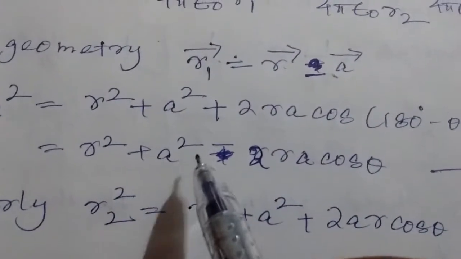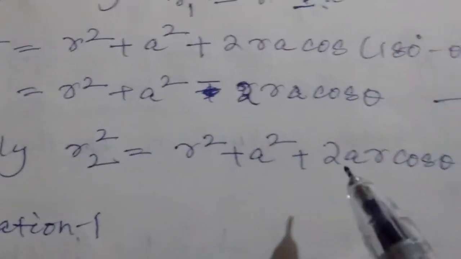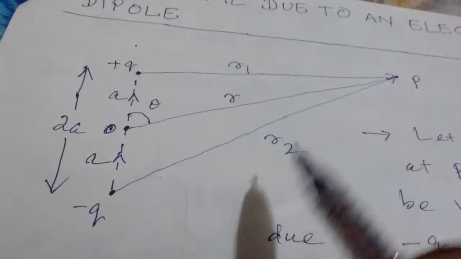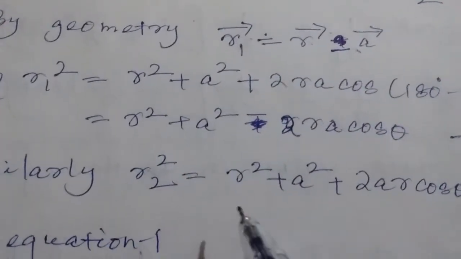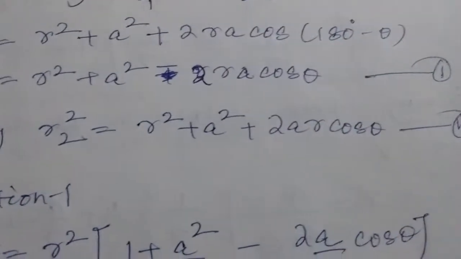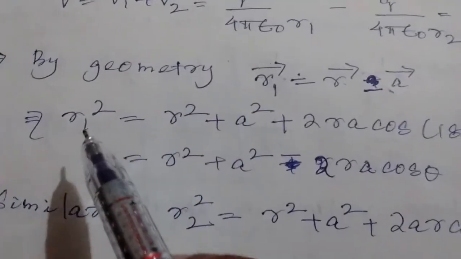So R1 square is R square plus A square minus 2RA cos theta. Similarly, R2 square will become R square plus A square plus 2AR cos theta. I am not going through this process again, just simply writing it down. Now, in equation 1, we need some simplification.